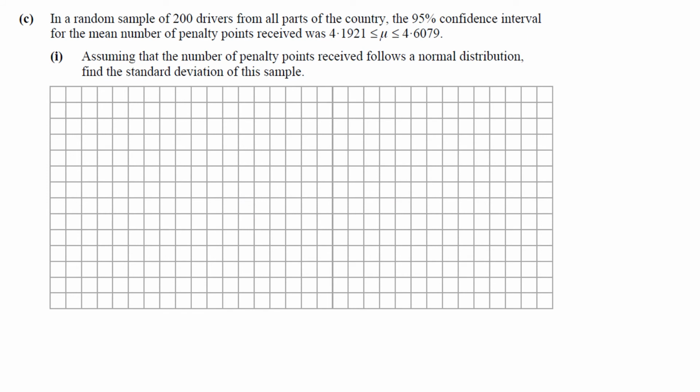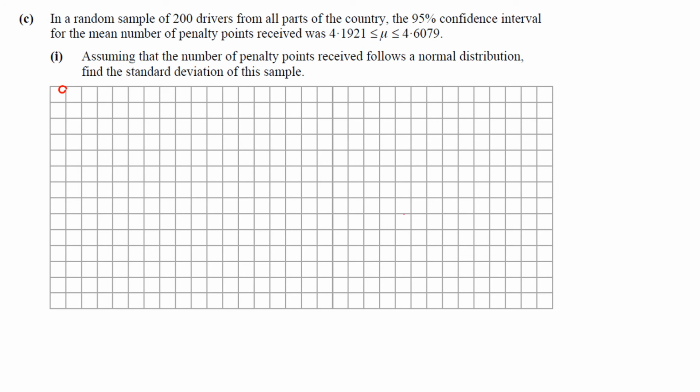So in a random sample of 200 drivers from all parts of the country, a 95% confidence interval for the mean of penalty points received was between 4.1921 and 4.6079. So that's the mean of the whole population, mu. If we were dealing with the sample mean, it would be x bar. So let's take a look at how we would work with this.